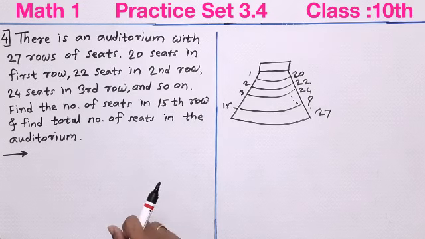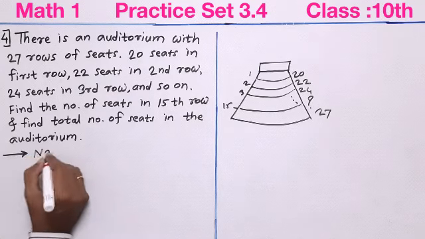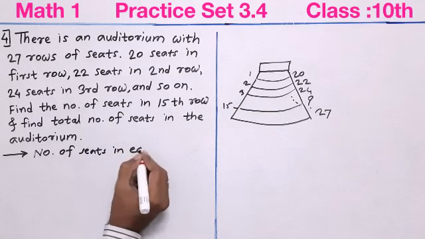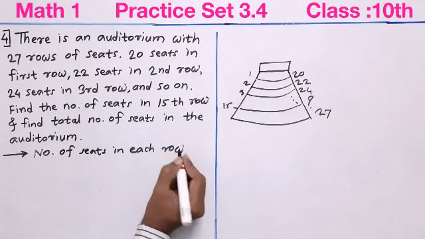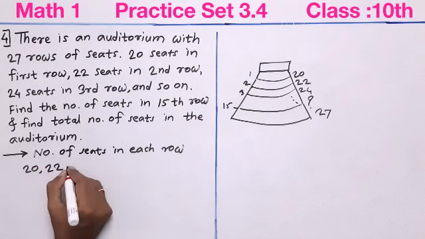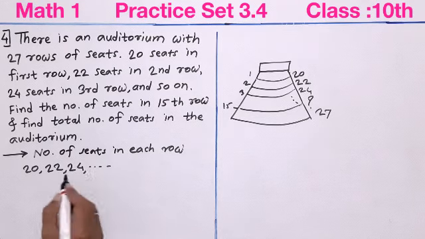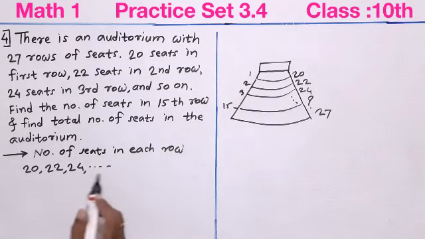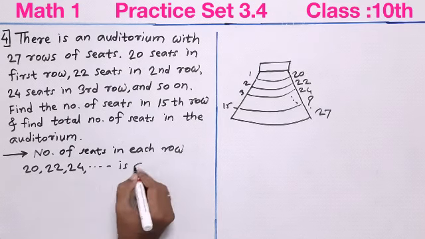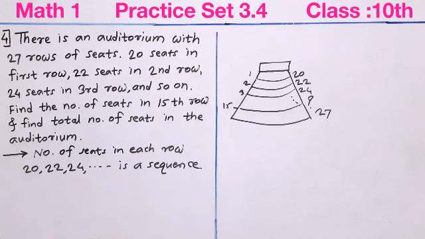So dear students, let us first write the number of seats in each row. The first row has 20 seats, then 22 seats, then 24 seats, and so on. That means the 4th row will have 26 seats. So in this way, this is a sequence, but we have to verify whether it is an AP or not.